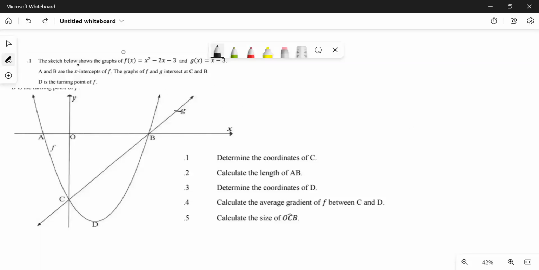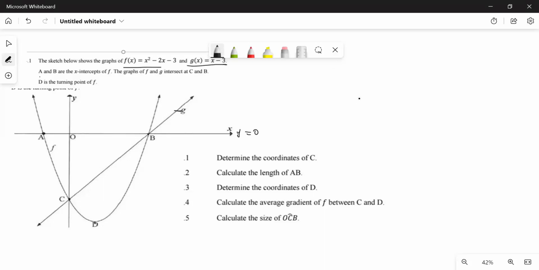We are looking at the following sketch, and then they say we are given f of x, and we're also given g of x. They say A and B are the x-intercepts of f. As we can see here, we have A and B, which are the x-intercepts, and we know that y here is going to be equal to 0. The graphs of f and g intersect at B, and then they also intersect here at C. Now they say D is a turning point of f.